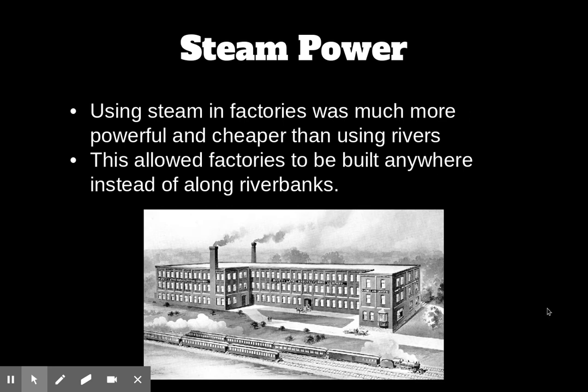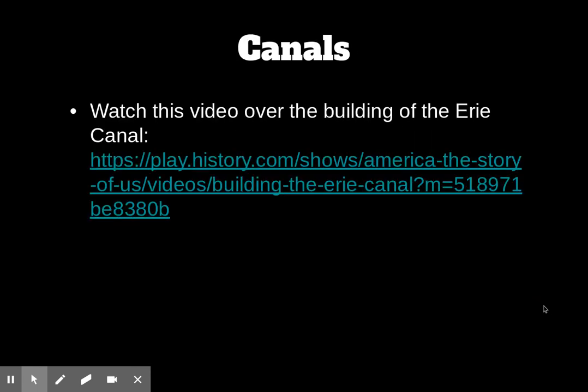Steam power is also going to be used in factories. It allows factories to be built in different places. Prior to this, factories are only built along rivers because they use the mechanical motion of the river, the current, to make the machines work. But after this, factories are really going to be able to be placed anywhere because they're going to use steam power to make that same motion. So it's going to really revolutionize where factories are able to be built.